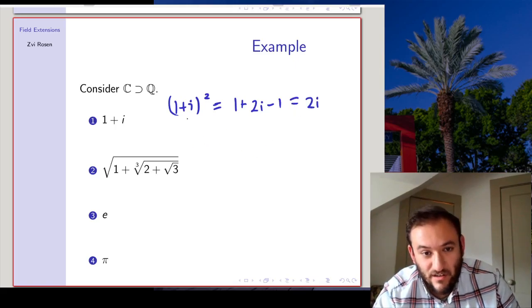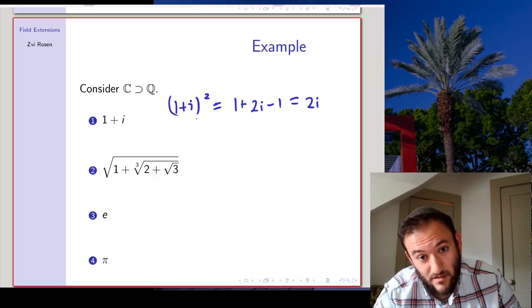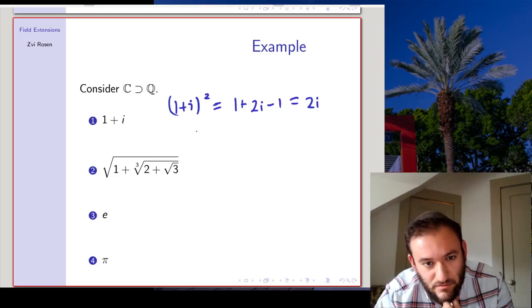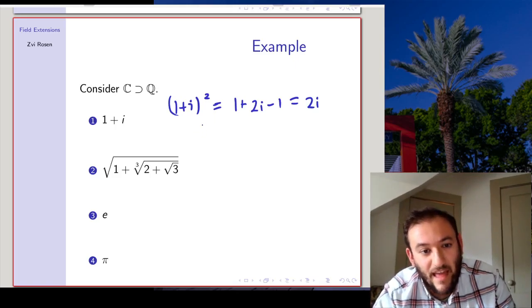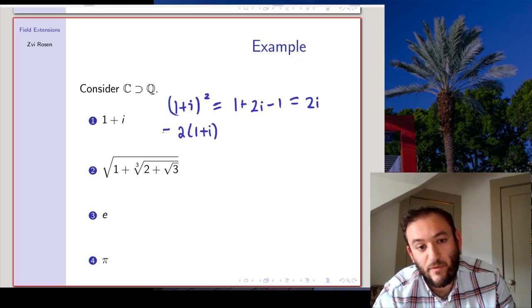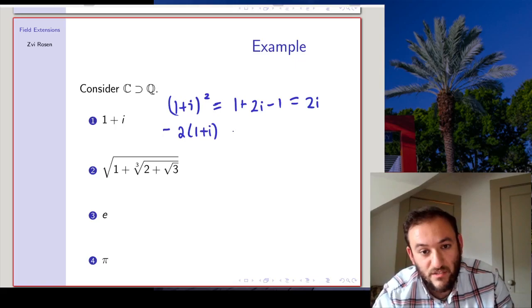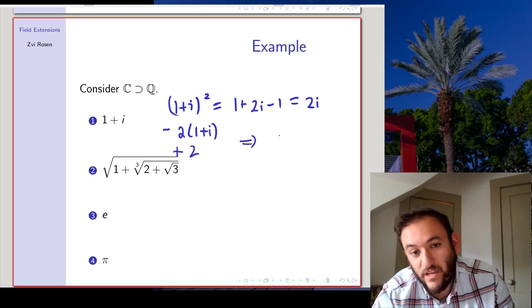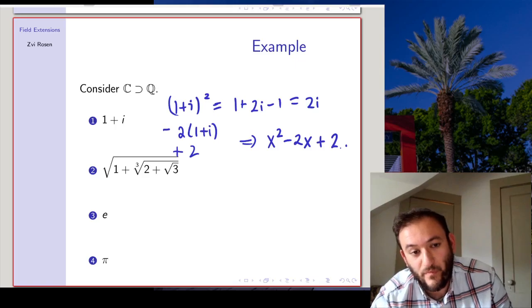And that, in turn, if we take, what's the best way to do this? Well, if we subtract 2 times itself, so minus 2 times (1 plus i), then we get minus 2 plus 2i, which gives us just minus 2, so we want a plus 2 after that. So that implies that this satisfies the equation x squared minus 2x plus 2. Okay?